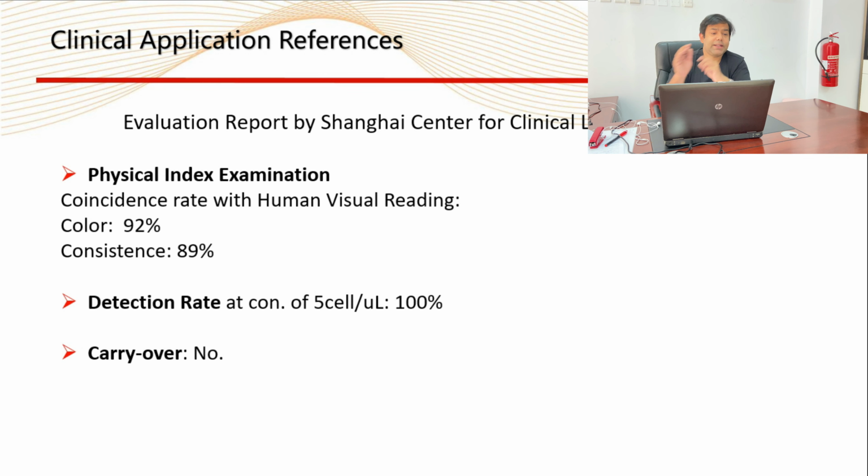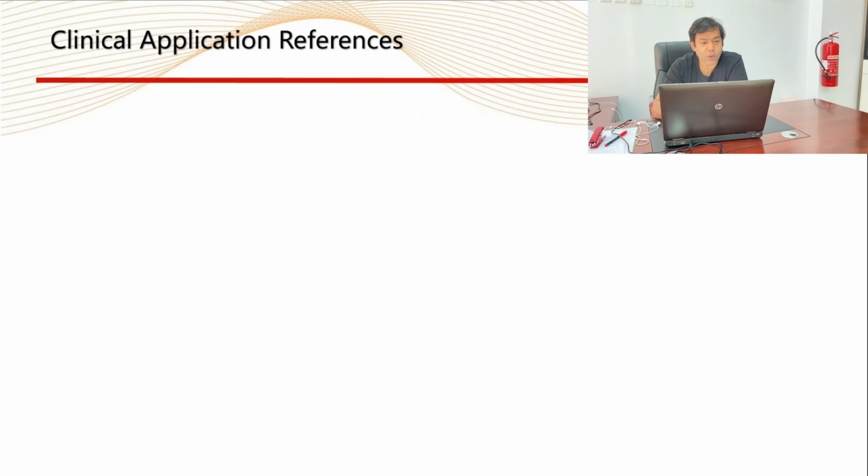Okay, this is the research done by the Shanghai Center for Clinical Laboratory. They compare the result by physical with this automated analyzer. So these are the constants, like how much result will match with the analyzer. So the color 92%, consistence 89%, and detection rate is 5 cells per microliter, which is 100%, and carryover, no carryover.